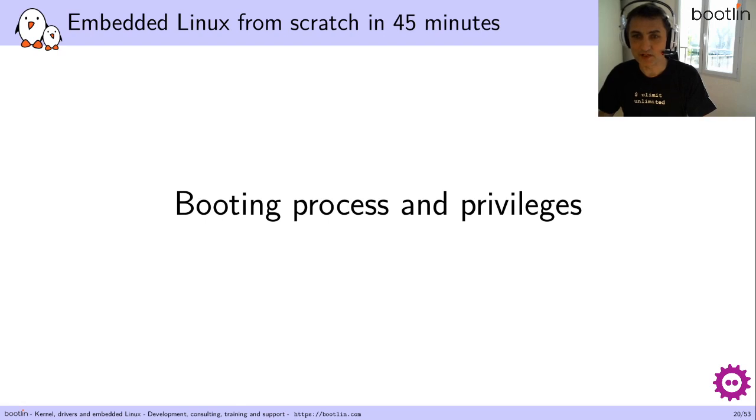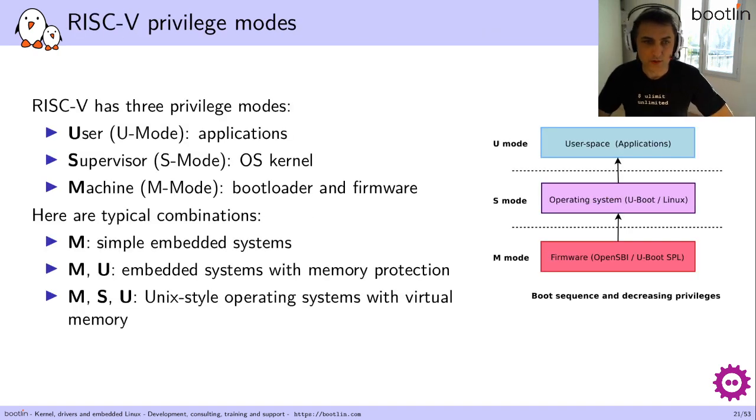Now I have to explain the boot process and the privileges available on RISC-V. So RISC-V offers three privilege modes. The user mode for applications, right? There's the supervisor mode for the OS, the kernel, and the machine mode for the bootloader and firmware.